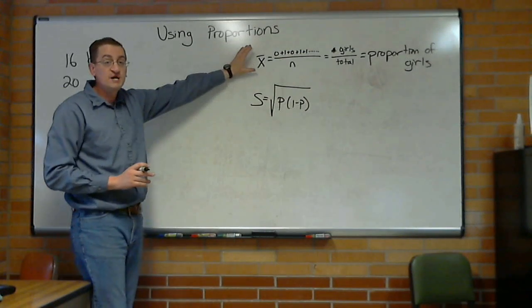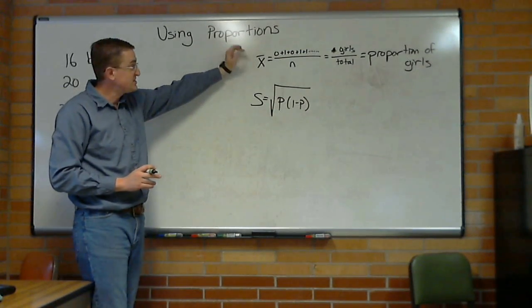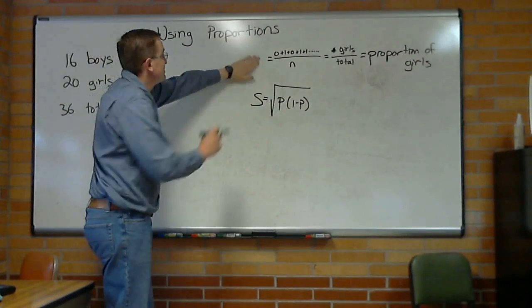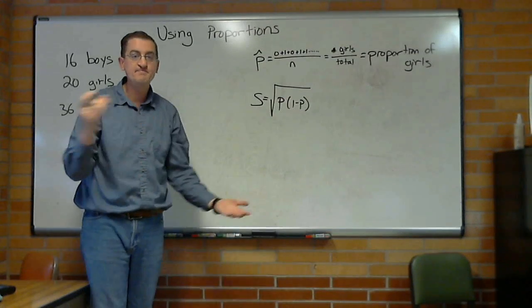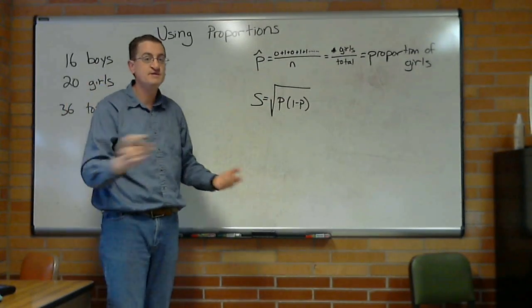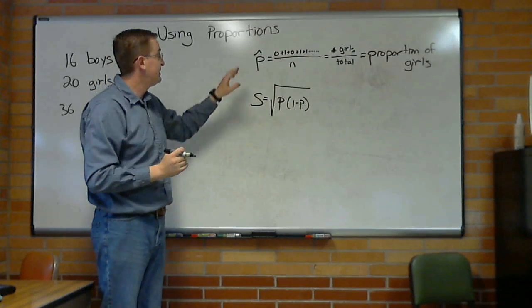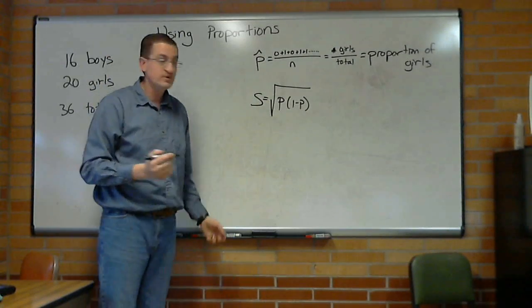Now, because we don't want to mix up our notation, instead of calling this X bar anymore, we're going to call it P hat. And that way we can help keep in mind, are we in the proportion scenario or the mean scenario? Okay? And instead of mu, we're going to call it P.